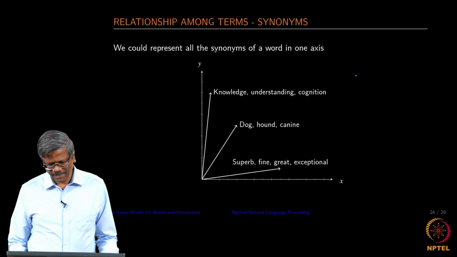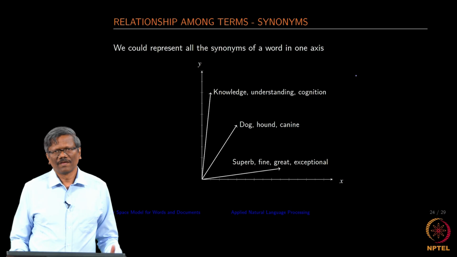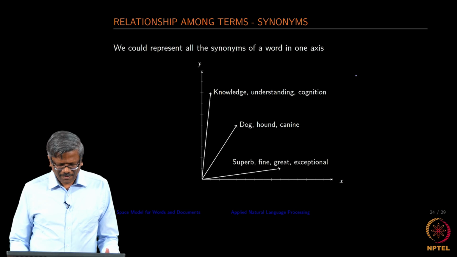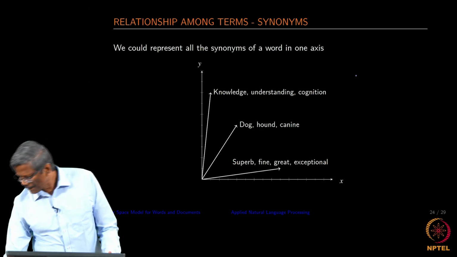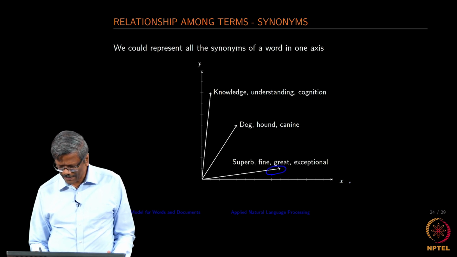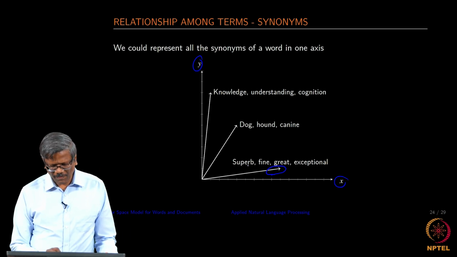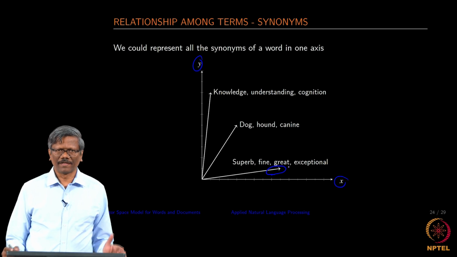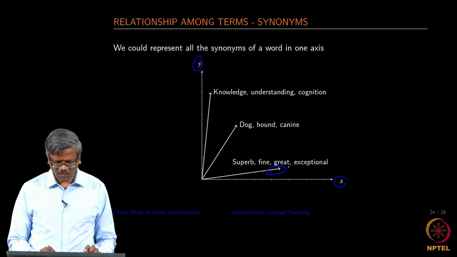One way to represent them in an axis x and y is if you want to represent the synonyms in the same axis. For example, superb, fine, great, exceptional should be in one axis. So, in this case you consider these as one axis. Only for reference sake I have given x and y. Here these words are somewhat similar, but in one hot vector form they are orthogonal to each other, but we need to bring them as one axis.